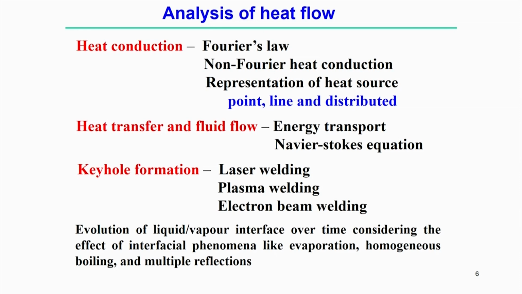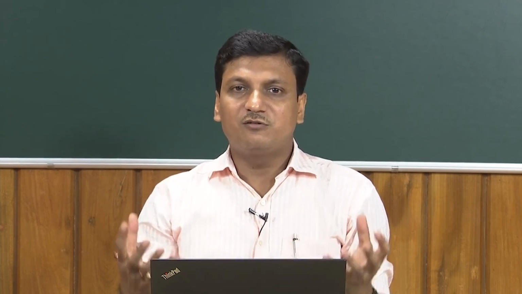Then the next part is that although we can solve the heat conduction governing equation, how do we represent the heat source? We normally represent the heat source mathematically, assuming it is a point heat source, or a line heat source, which means energy transport through a string line of the source. Then it can be distributed over a certain area or distributed over a volume. That is the distributed heat source. These are the typical divisions of the different natures of the heat source that we represent mathematically.